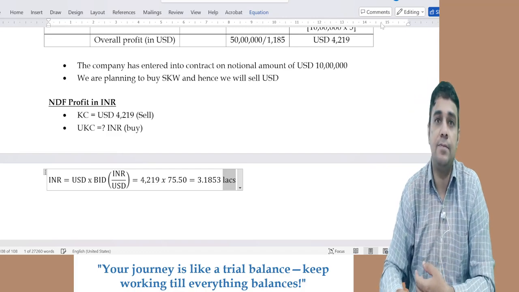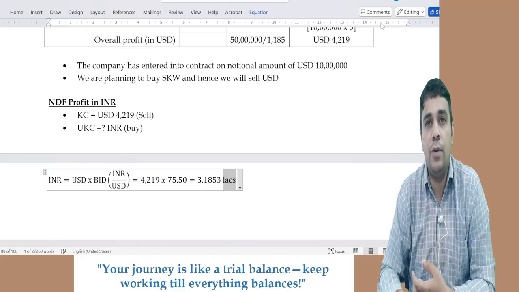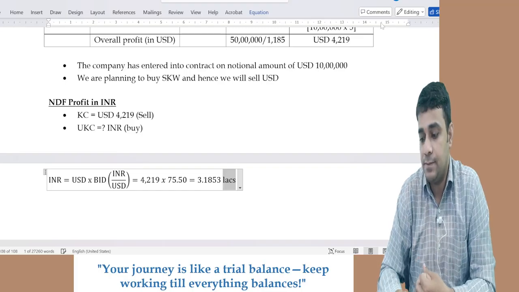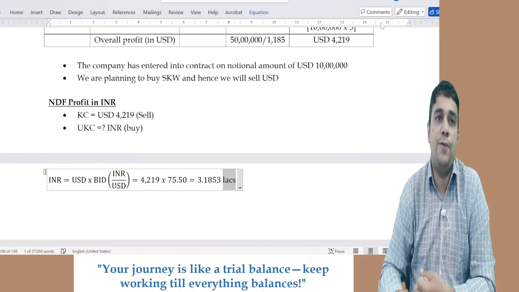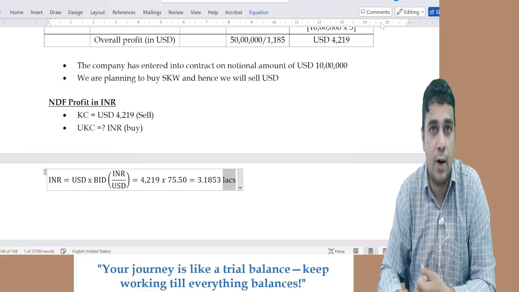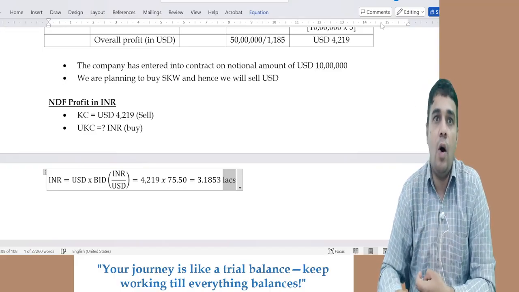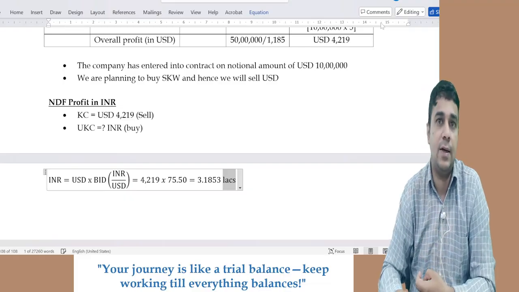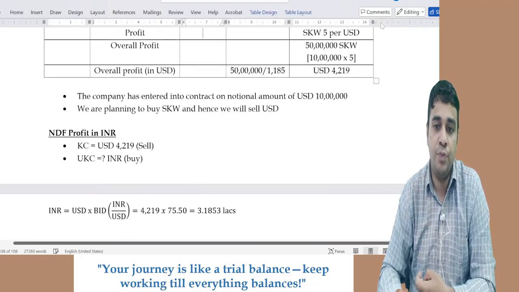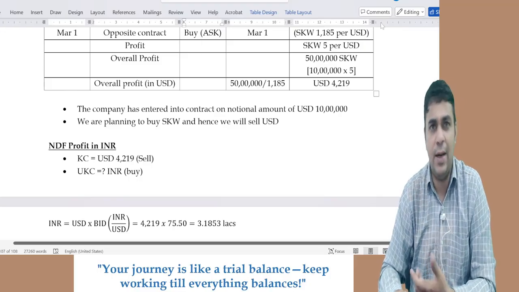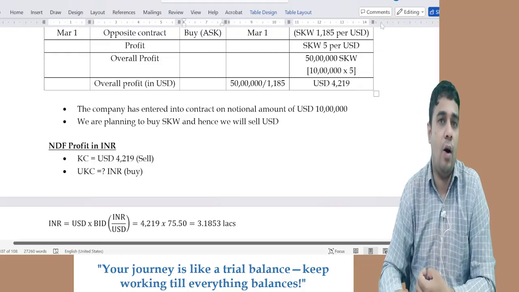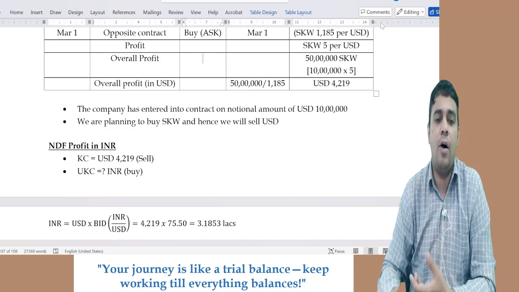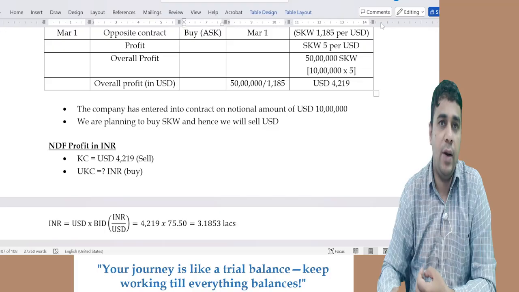3.1853 lakhs. NDF will give me a profit of around 3 lakh rupees extra. NDF is nothing but a futures contract. In futures, payment always happens at the spot rate and there will be a net settlement. Here also there's a net settlement of 50 lakh SKW. He could have given me 50 lakh SKW, but that depends on terms. ICI said no, it will come in dollars. If he had given me SKW, I would have done the calculation on that. But I got 1185, I divided by 1185, and got dollars.